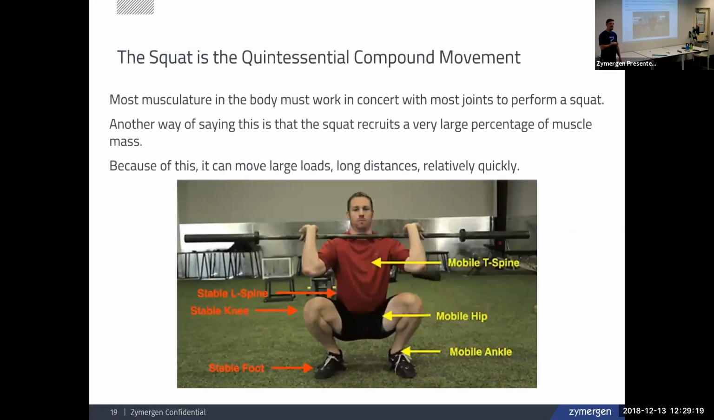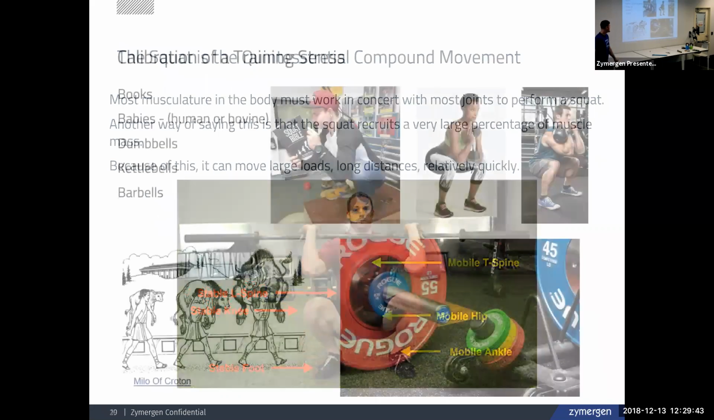So the squat is a perfect movement for training this because it is a compound movement. It requires that most of your muscles and most of your joints work in concert. It recruits a high percentage of the muscle mass in your body. And therefore, it can accomplish the work of producing lots of force against an external resistance going a far distance.